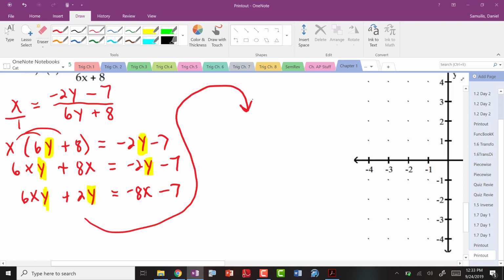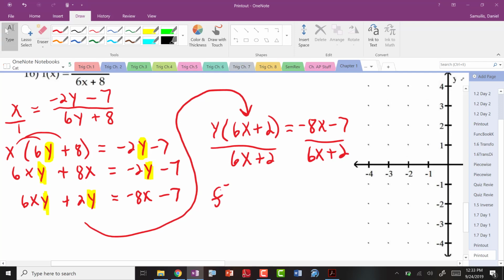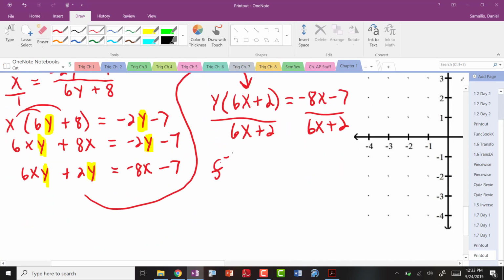All right, now we're going to go here. We're going to pull out that y, and then you get 6x plus 2. That's factoring 101. And then negative 8x minus 7. And then you can divide by that 6x plus 2. All right, very similar steps. Then we'll call it inverse of, is it f? Yeah, always seems to be on there. Call that the inverse of f of x, and it equals, oh, I should have done this.